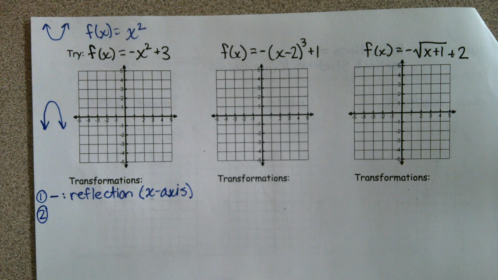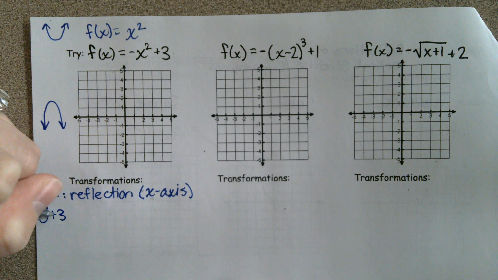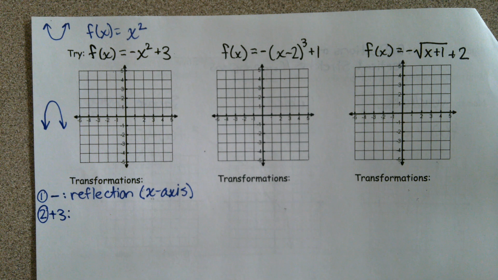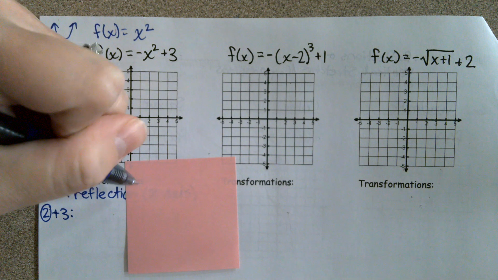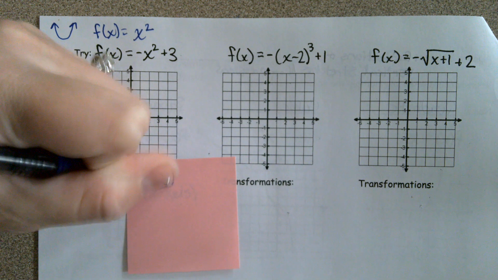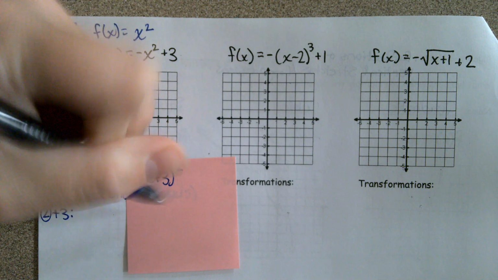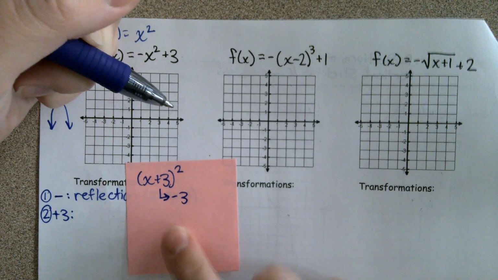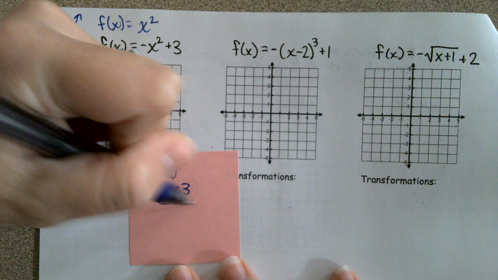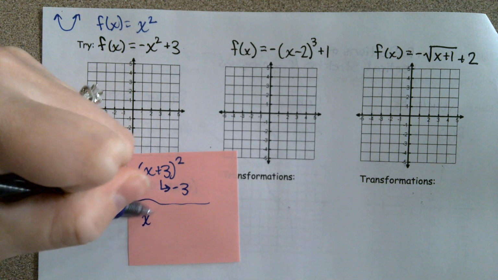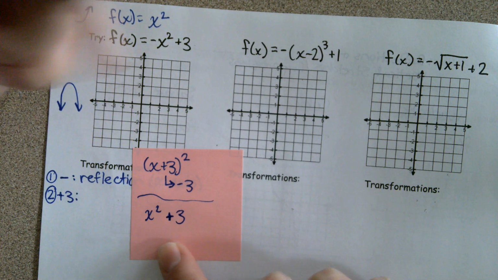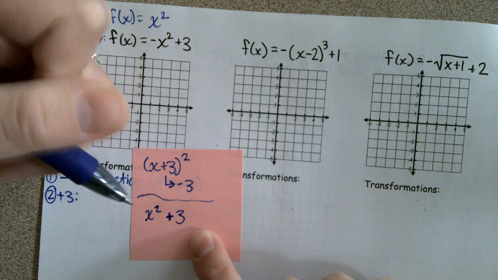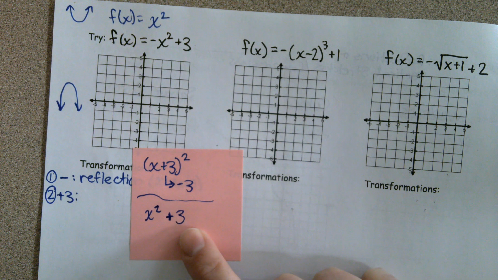Second thing is this plus 3. And I want to make a distinction here. Notice this 3 isn't grouped with the x specifically. So if it looked like this is when you would have to look at it as -3 and you would say this is left 3. However, we don't have that. We have this. Since it's not specifically grouped with the x, that means that it's going to be an up or down transformation, in this case up.